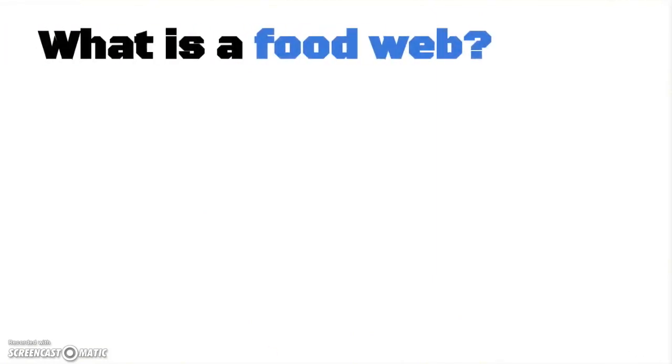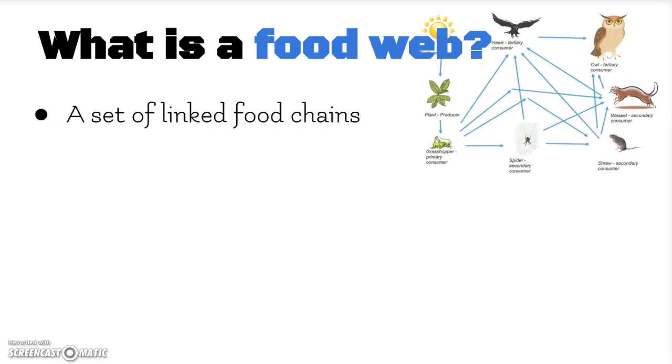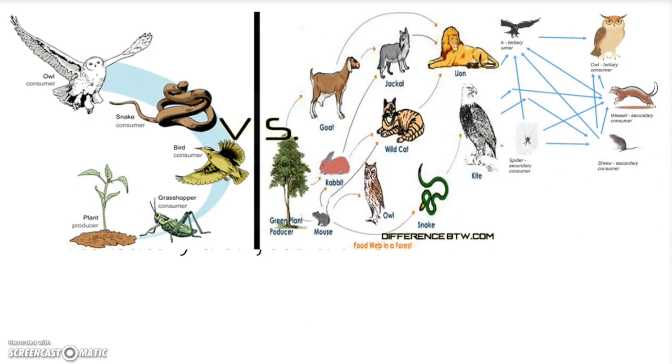What is a food web? A food web is a set of linked food chains. Food webs show the feeding relationship of organisms more realistically than food chains.